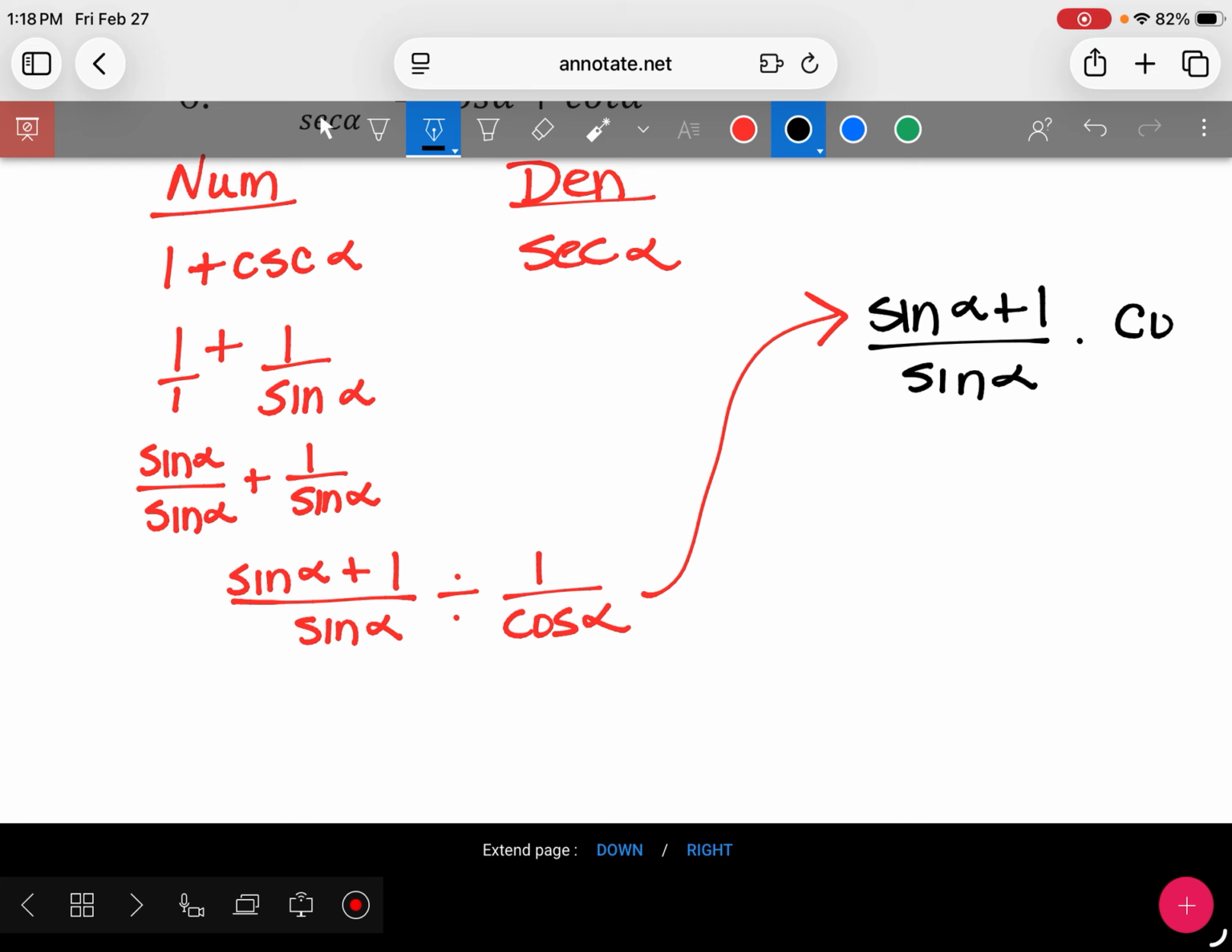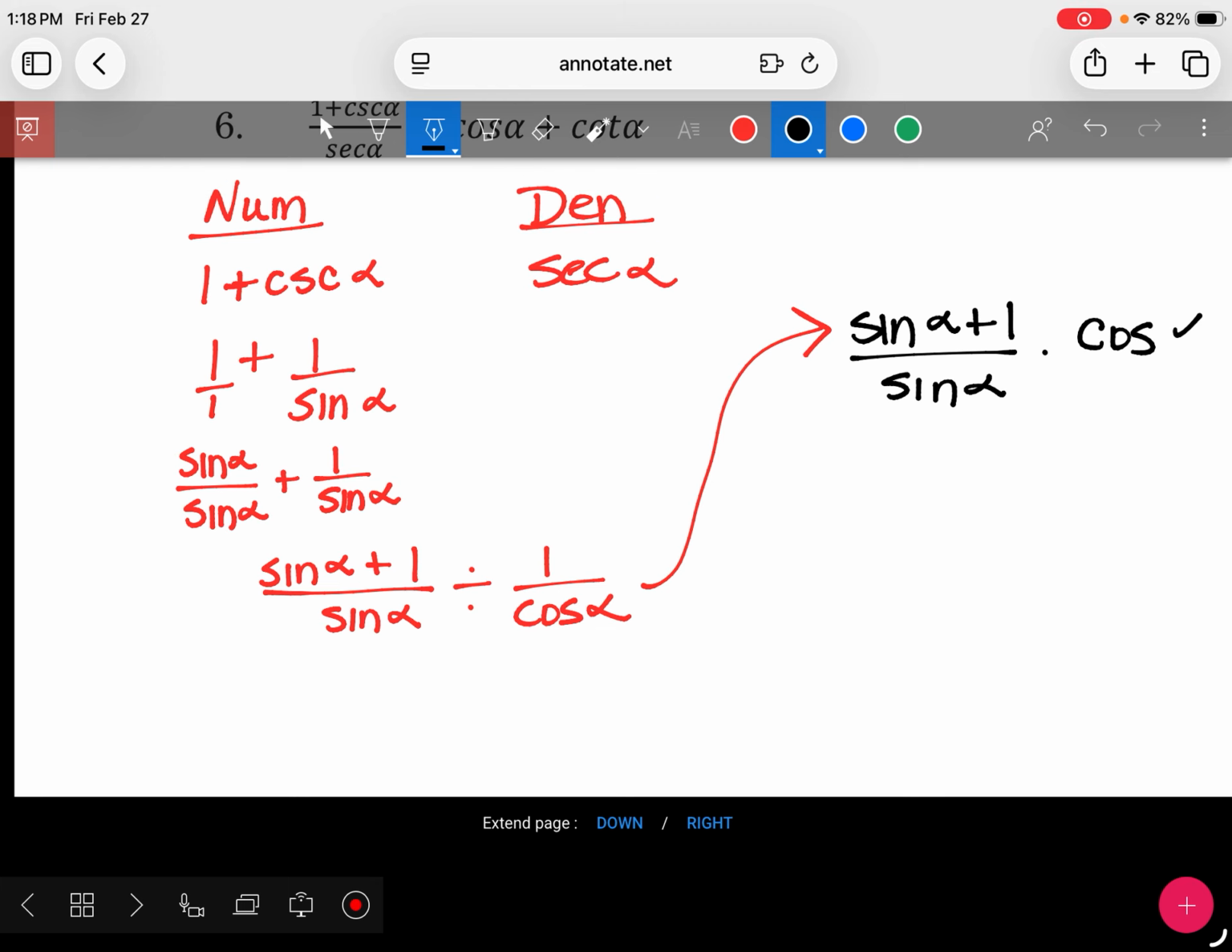Okay, so what I'm noticing when I get to this step, there's nothing that cancels, right? So because nothing cancels, I'm going to have to distribute. So distribute this cosine: take that cosine and multiply it by sine plus 1. When you run out of moves, then you got to think about some algebra. Is there a property I learned in algebra that I could use? Yeah, I could use the distributive property.